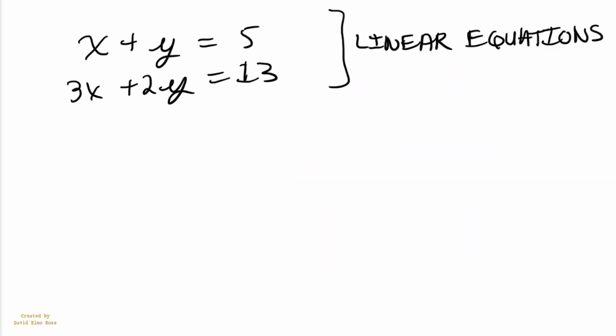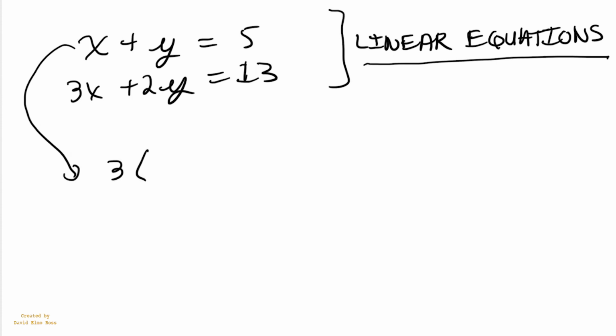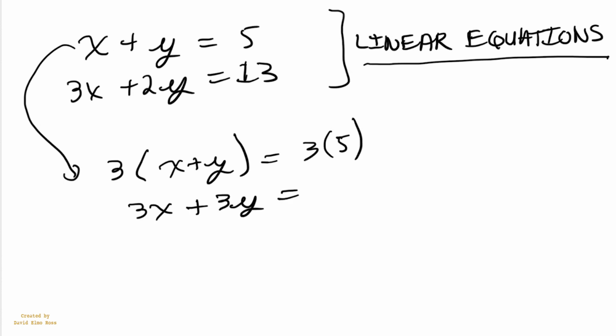What we have here is a system of linear equations, and what we have is two equations and two unknowns, and there's an easy way to solve this. Let's take this equation down here and multiply both sides by 3. So that'd be 3 times x plus y equals 3 times 5. And this will give us 3x plus 3y equals 15.